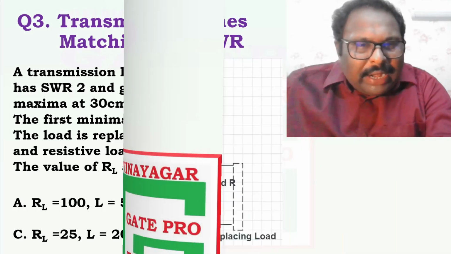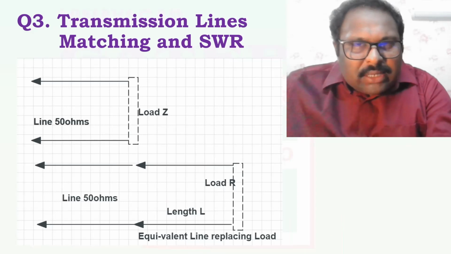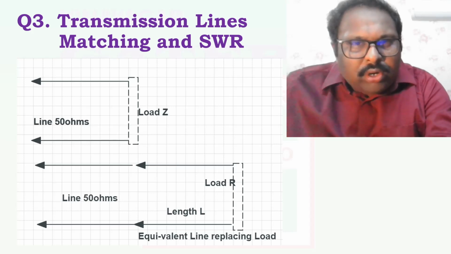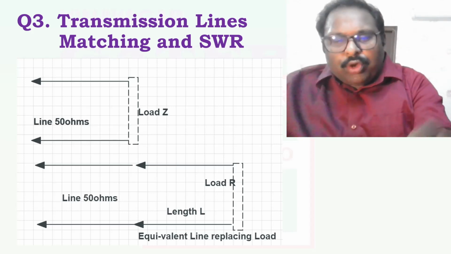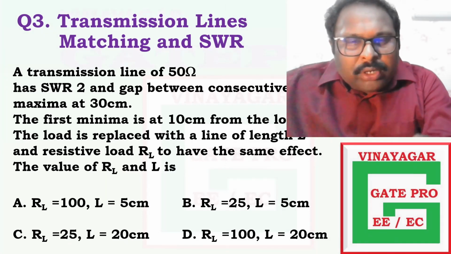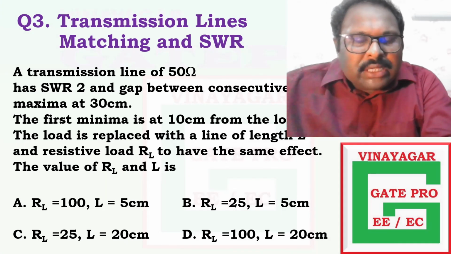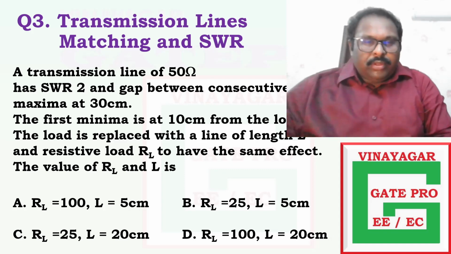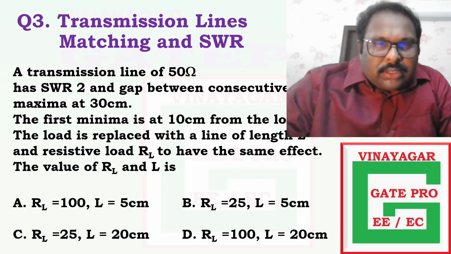Because when you have a line like this, SWR being 2, what load can give you SWR 2? SWR 2 will be given by a load which is 100 ohm or 25 ohm. That's why all the four options have got 125, because no student knows that the shortcut for SWR is RL by R0 or R0 by RL. So all the four options have a good chance.